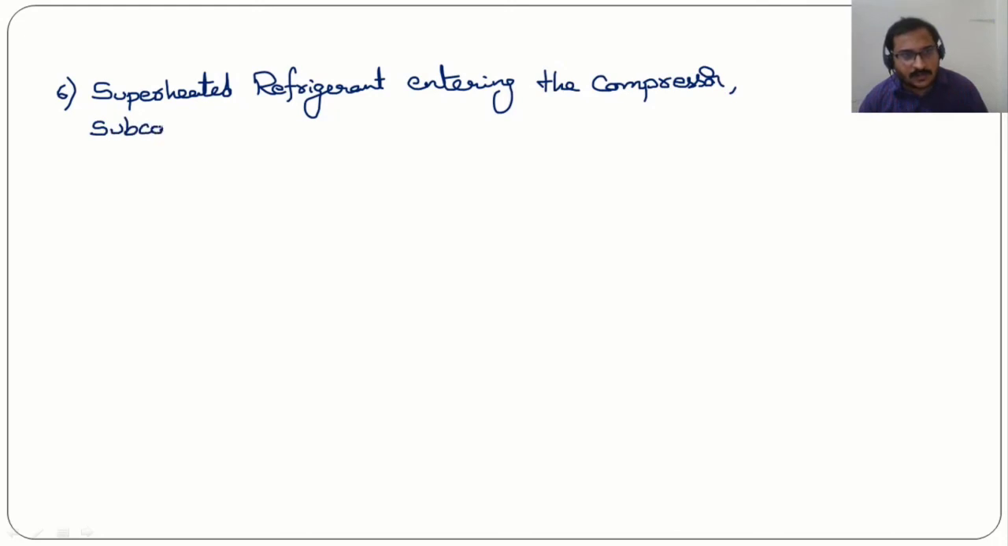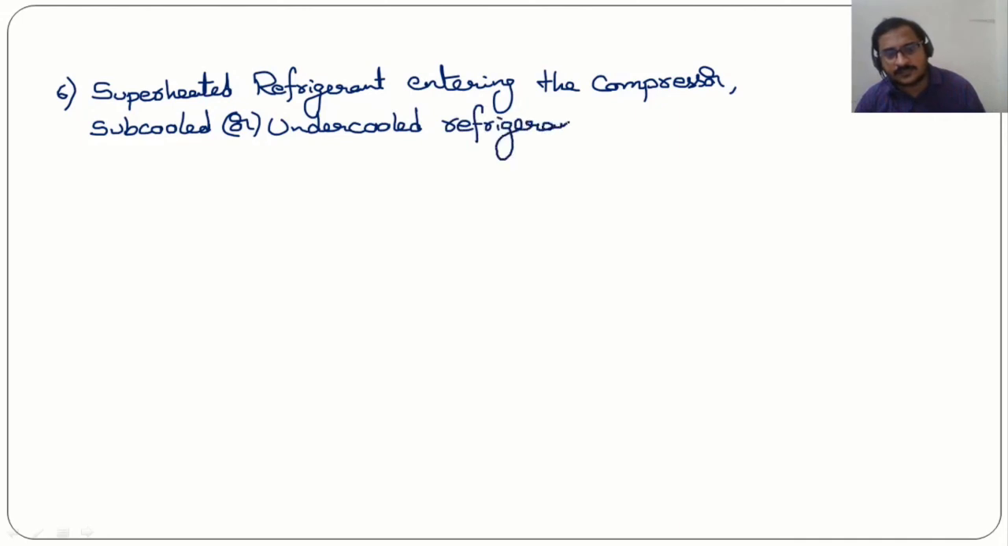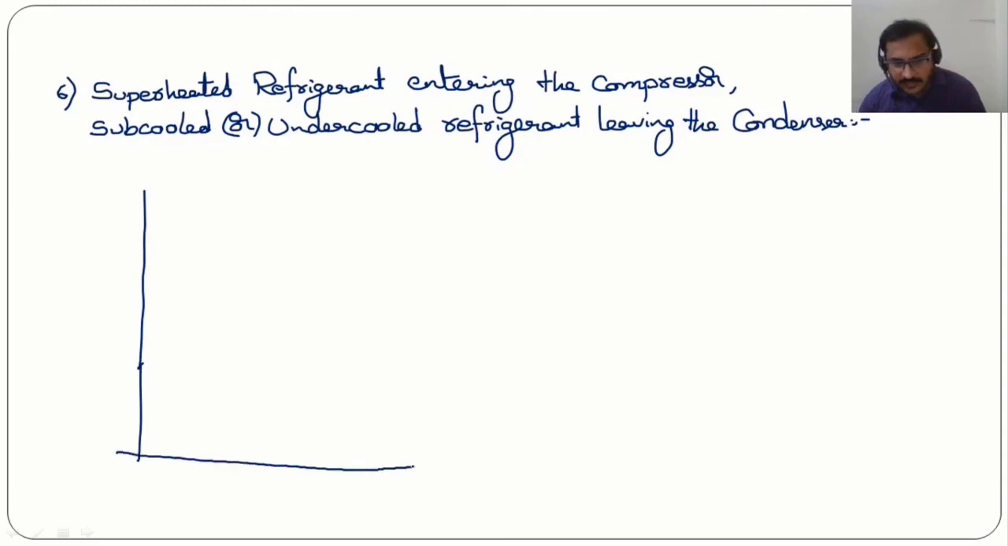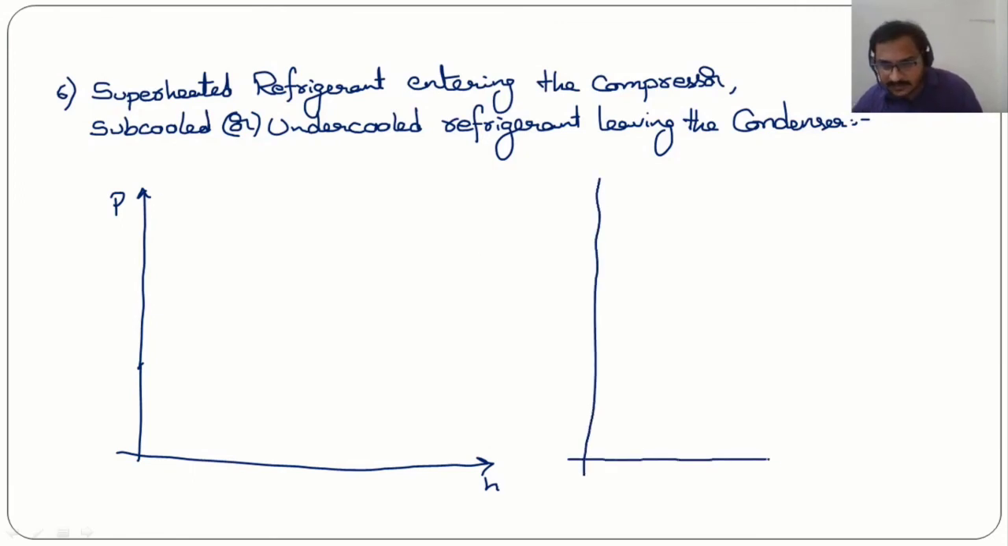and subcooled or undercooled refrigerant leaving the condenser. Now let us draw the pressure enthalpy and temperature entropy diagrams. So pH and TS diagrams like this.